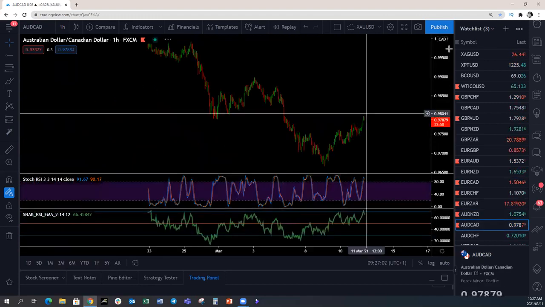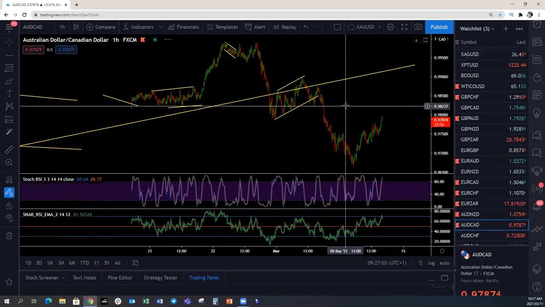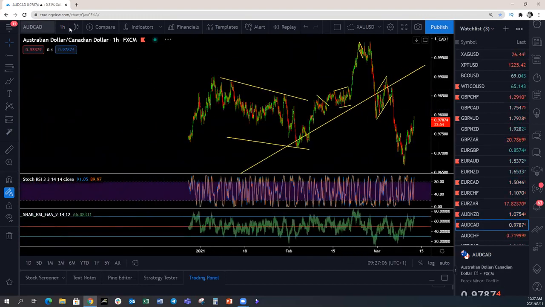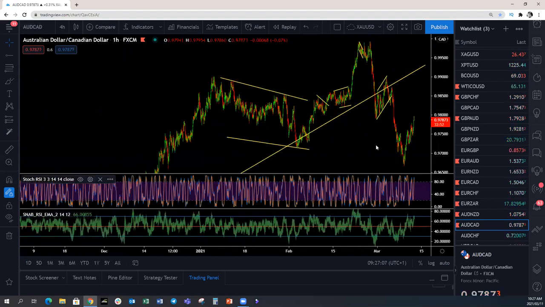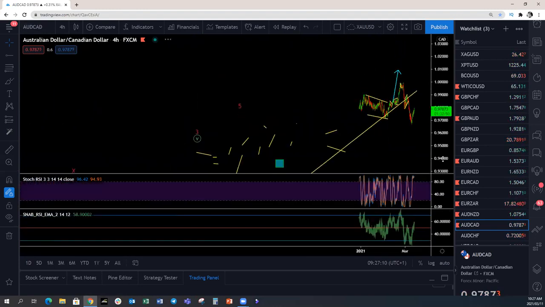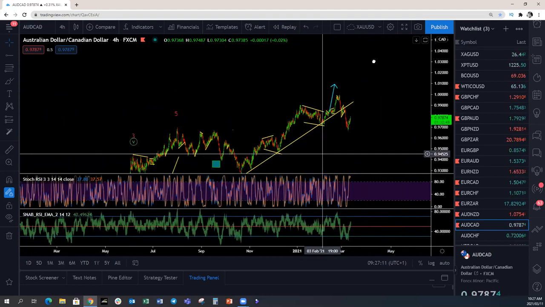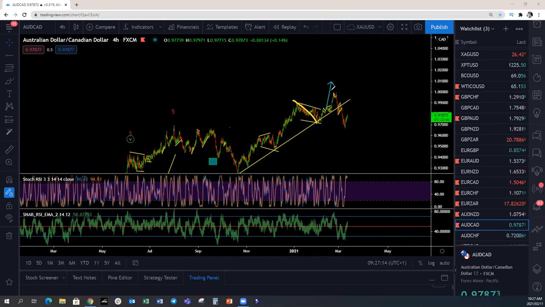Audi CAD, just like Audi US dollar, has made this deep, sharp 3-wave pullback. For all of them, it was a sharp 3-wave pullback. This is how we looked at it yesterday, expanding flat. We even checked the levels for the break above that. So this one is making this move. Is that the reversal? Are we going to see continuation to the upside?